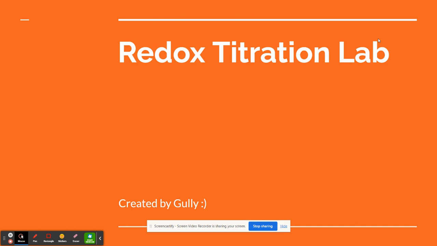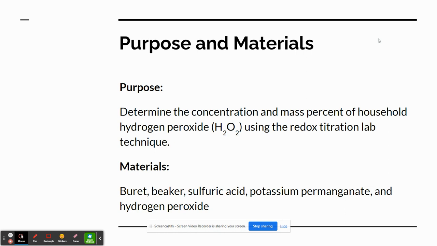So first of all, the title of this lab is Redox Titration Lab. You'll end up putting the date whenever you get into class to do the lab. So take a second here and go ahead and copy down the purpose and the materials. Our purpose when we do this redox titration lab is to determine the concentration and mass percent.